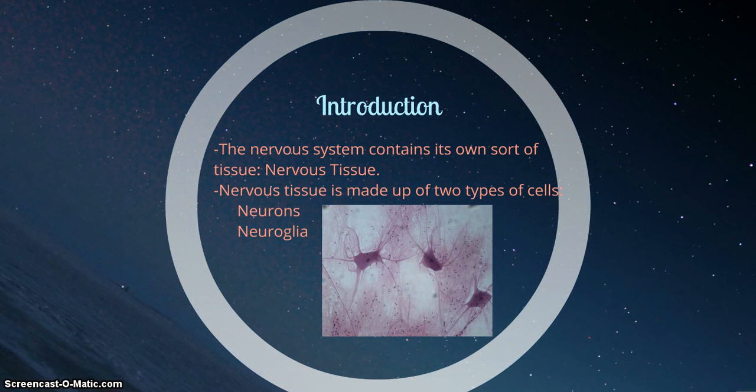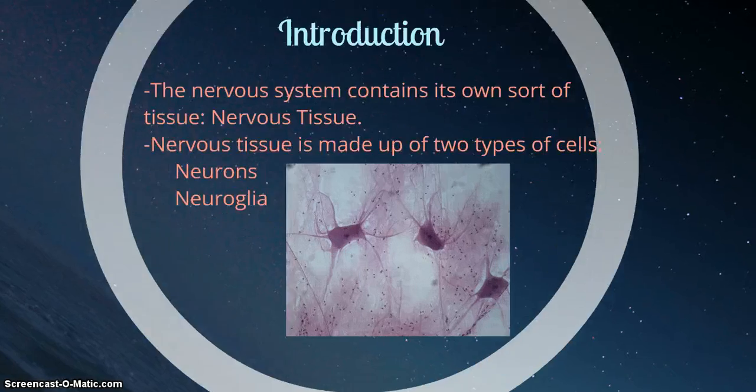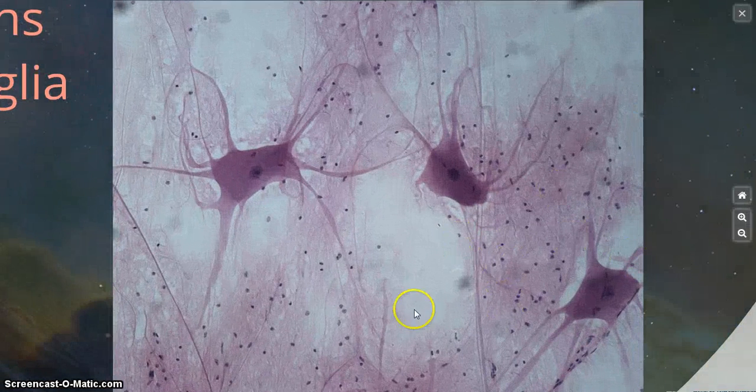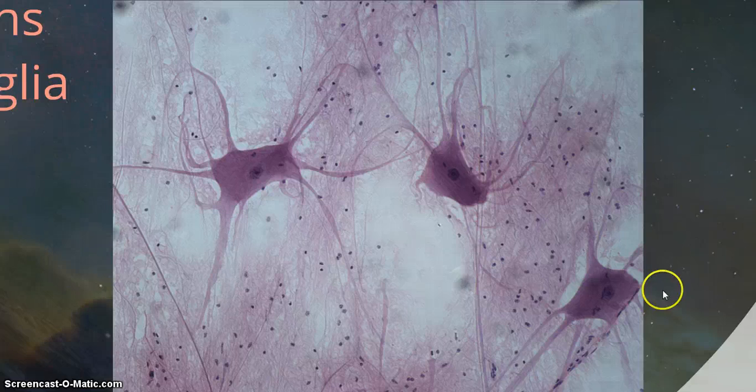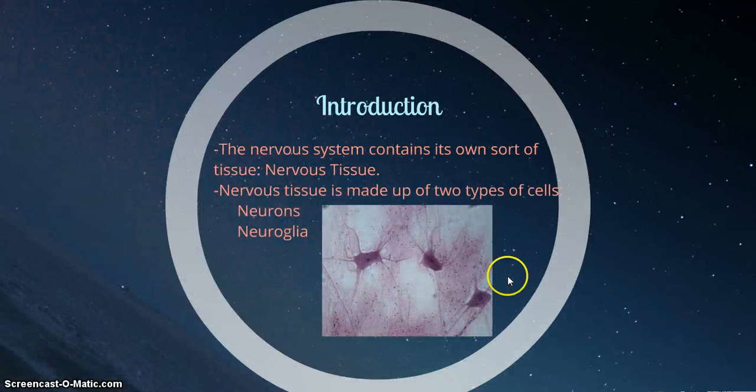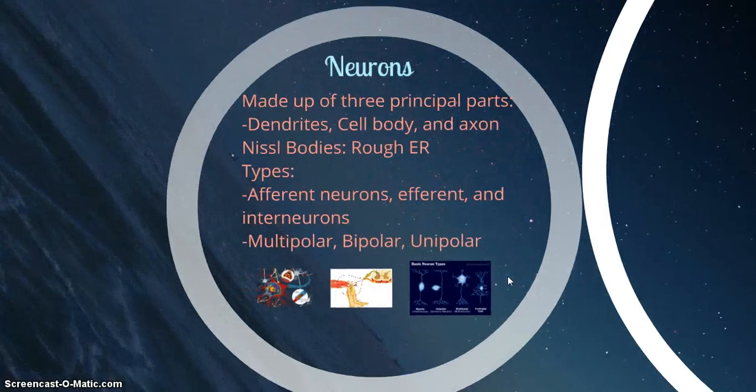Anyway, so first let's introduce you to the nervous system. It's made up of two types of cells. So we're first going to talk about nervous tissue. It's made up of two types of cells, neurons and neuroglia. You can see them in this picture. The neurons are all over the place, and then there's neuroglia all over the place as well.